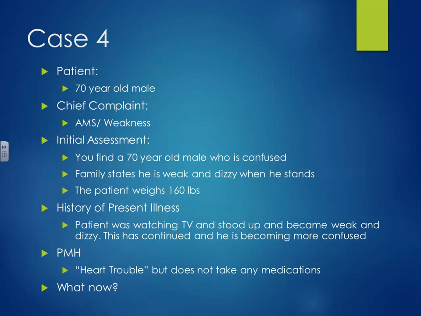Case 4. 70-year-old male. Altered mental status. Weak. You find a 70-year-old male who is confused. He's weak and dizzy when he stands, and the patient weighs 160 pounds. The patient was watching TV and stood up and became weak and dizzy. This has continued, and he is becoming more confused. He's had heart trouble but does not take any medications. What now?